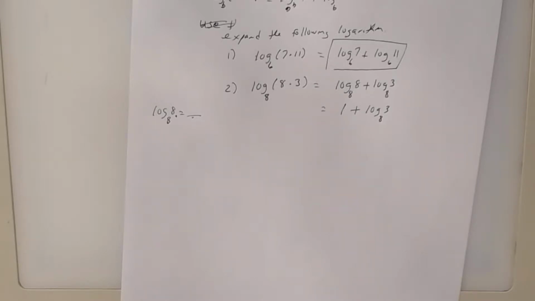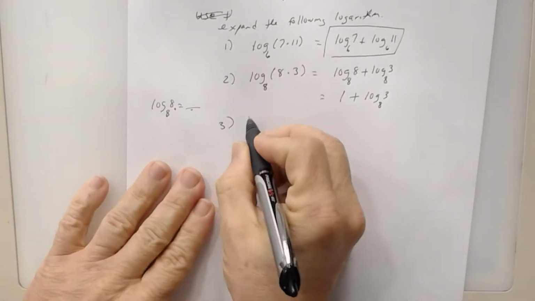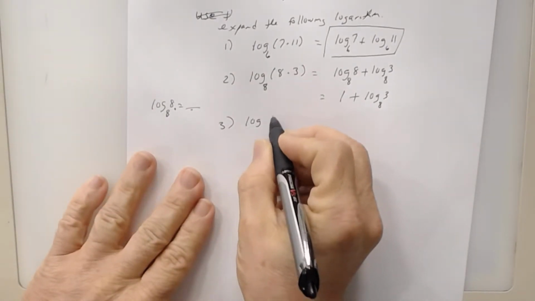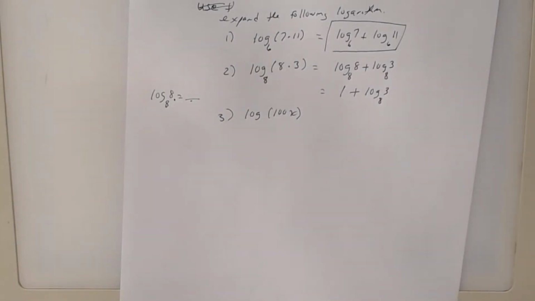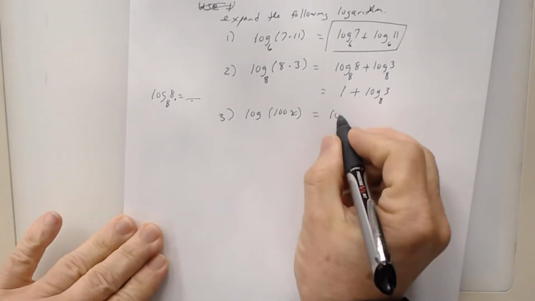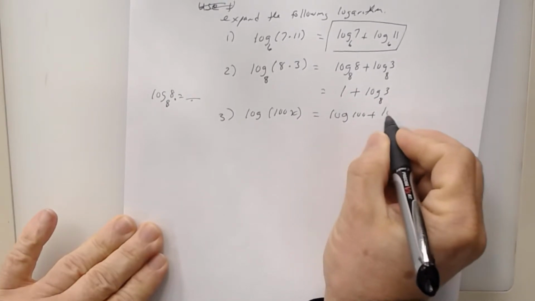Okay, all right. Number 3. The log of 100x. How do you expand it? Log of 100 base 10. You don't even have to say base 10. You just say log of 100, because the log of 100 is already understood to be what base? 10. So it's the log of 100 plus the log of x.